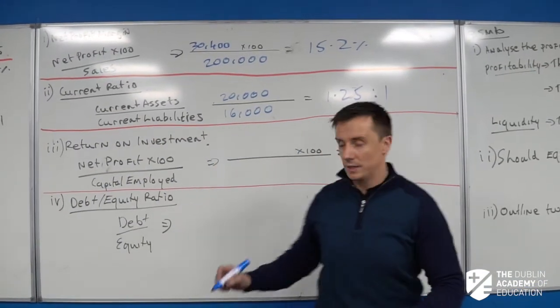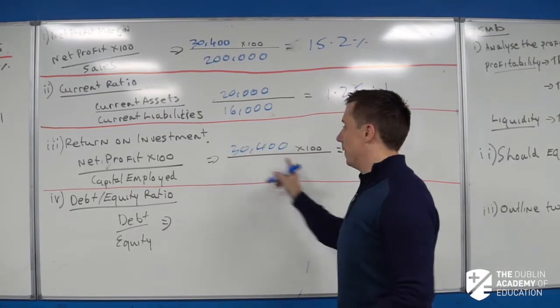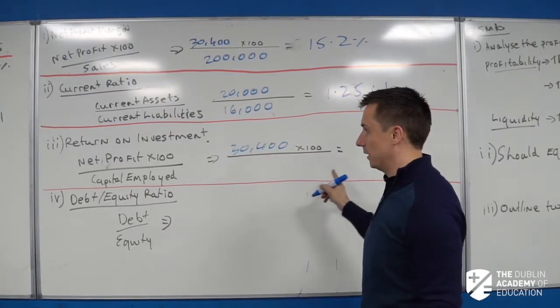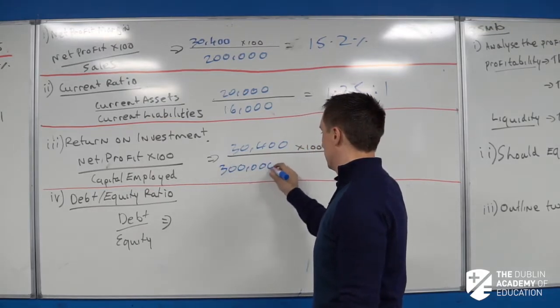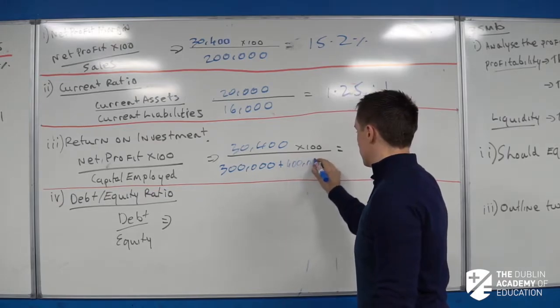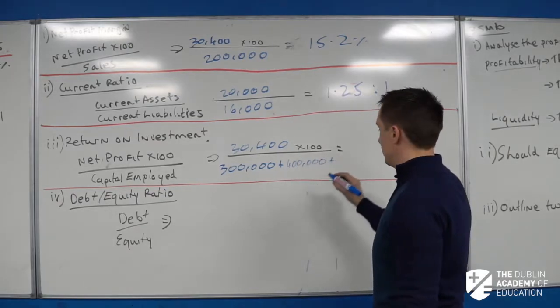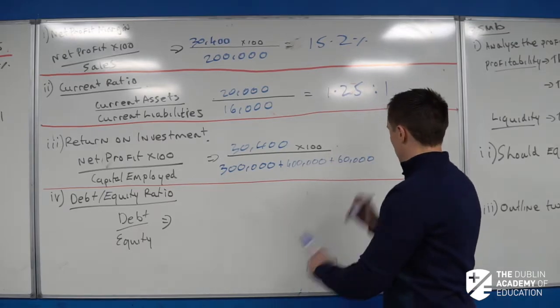So the first thing there you guys have is the net profit, which was 30,400, and now we add up our capital employed, okay? So our issued share capital was 300,000, our long-term loans were 400,000, and also our retained earnings were 60,000, okay? So it's a little bit cramped for space, that's fine.